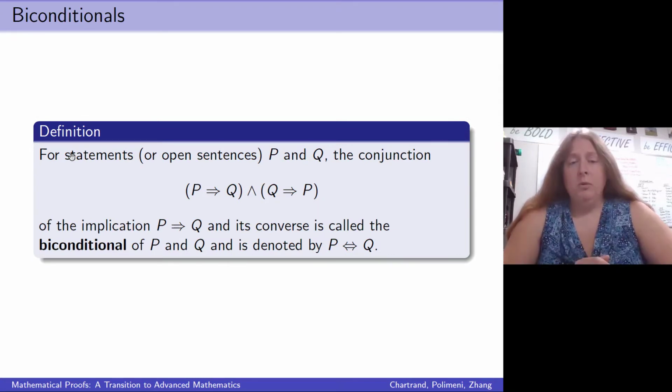Now, one of the things that we do a lot with the converse is we take the conjunction of that converse with the original implication itself. So we have P implies Q and Q implies P. So when we put the two together like that, what we're doing is we're making the biconditional. So we write that with an arrow going both directions.